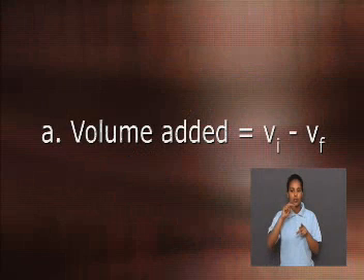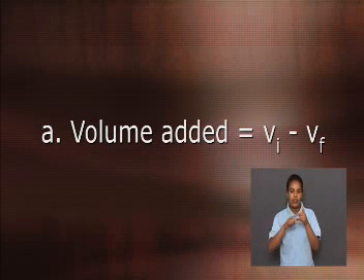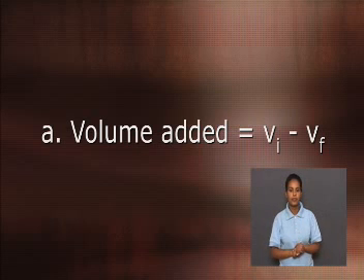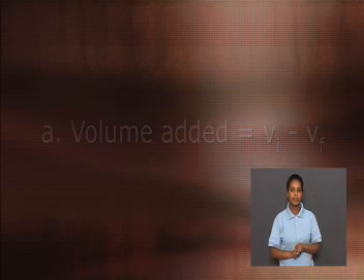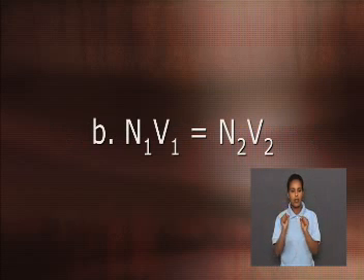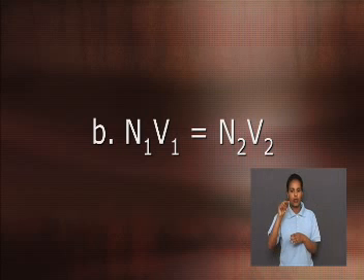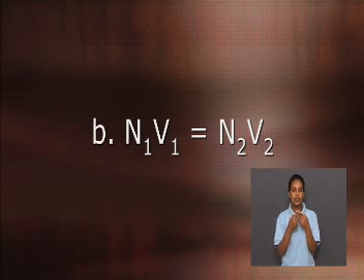The volume of sodium hydroxide at the end point can be determined from the reading on the burette. The volume added is equal to the initial volume minus the final volume. The normality can be calculated by using the relation. Thus, the normality of the acid solution times the volume of the acid solution is equal to the normality of the base solution times the volume of the base solution.